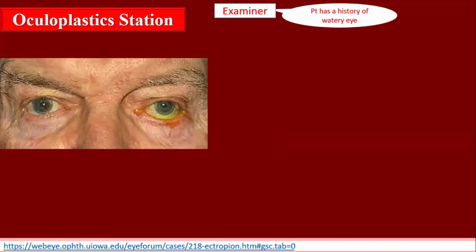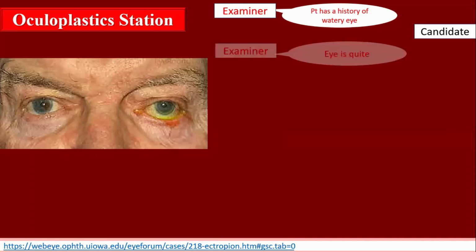Okay, sir. The watering maybe because of the corneal affection. Maybe the patient has some insult to the cornea because of the lid retraction. So as you can see, I am narrow-minded at lid retraction. Okay. But the eye is very quiet. Okay. Yes, I can see his eye is quiet. Then the candidate is giving another long pause.